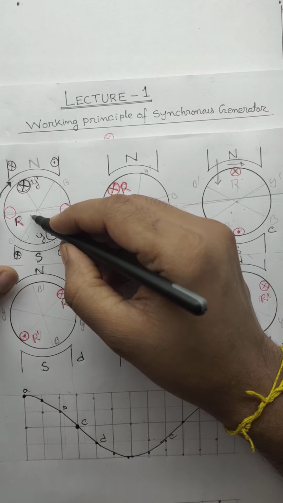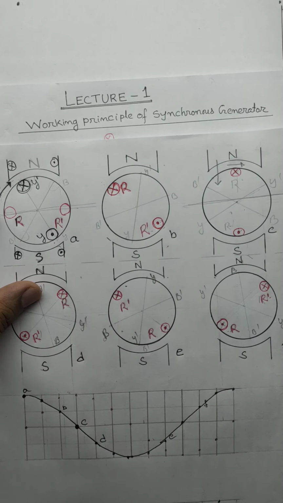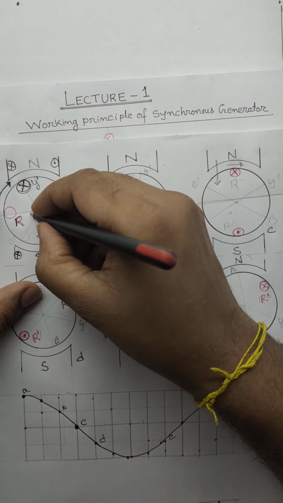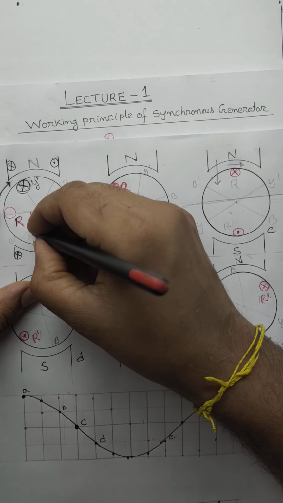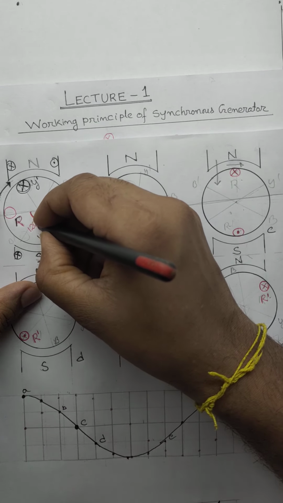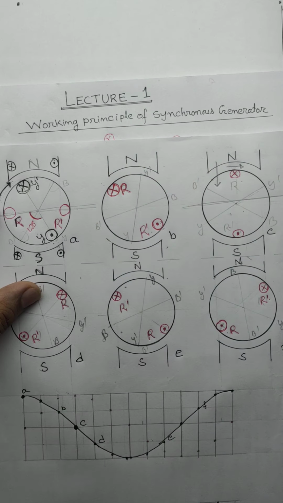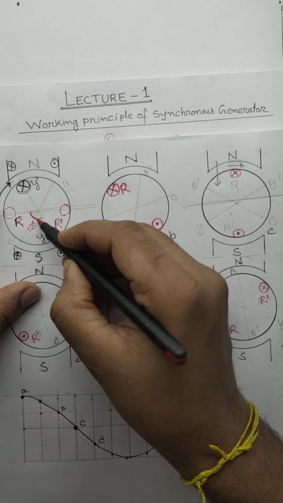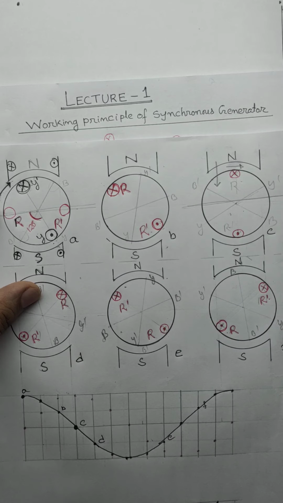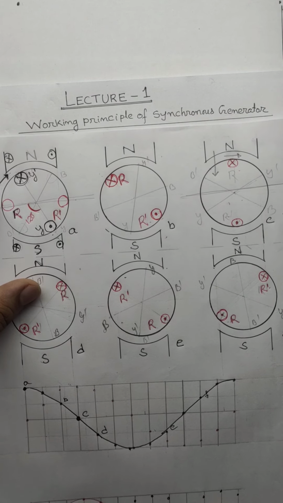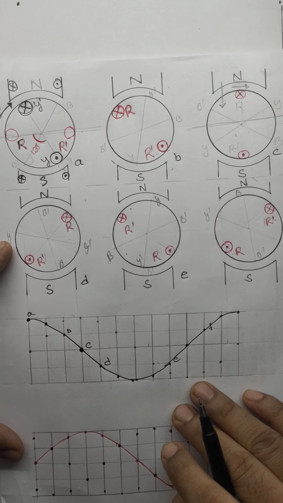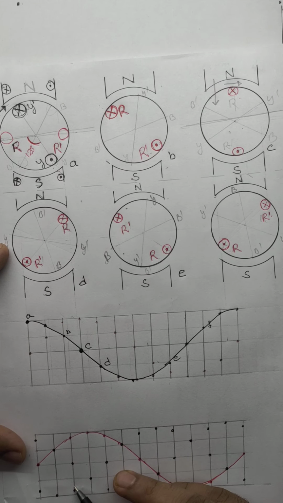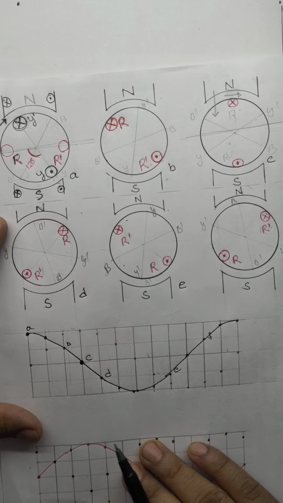Now, what is the angle between R phase and Y phase? This is the angle. This is in space. This angle is mechanically 120 degrees. If this angle is 120 degrees, then I will get a voltage that will have a phase difference of 120 degrees in time here. Okay, let's see this.